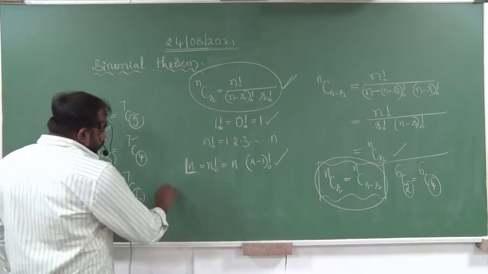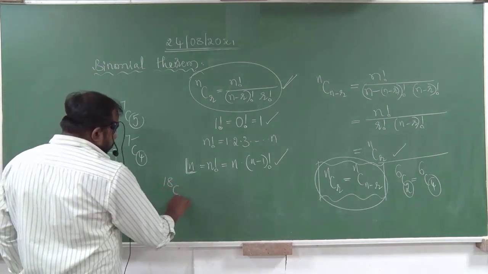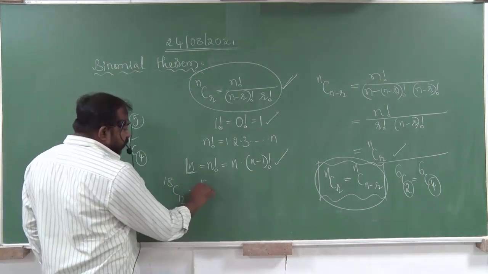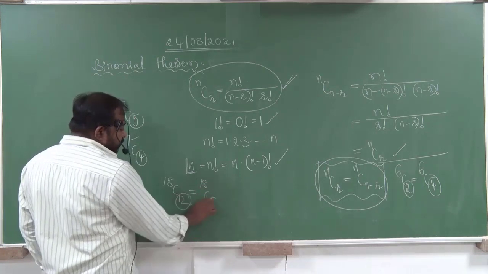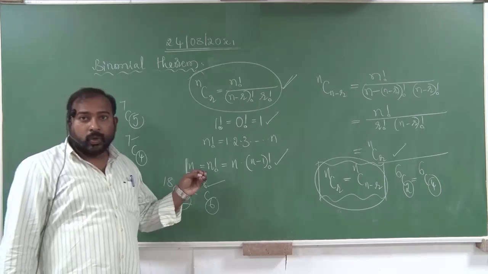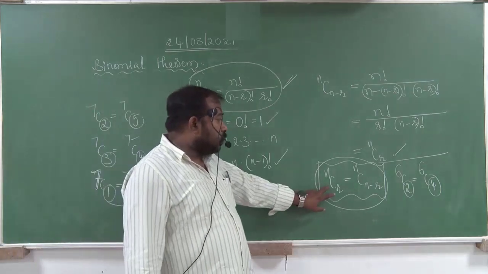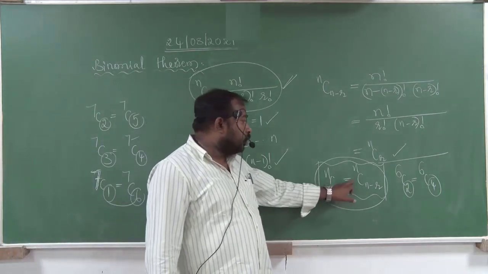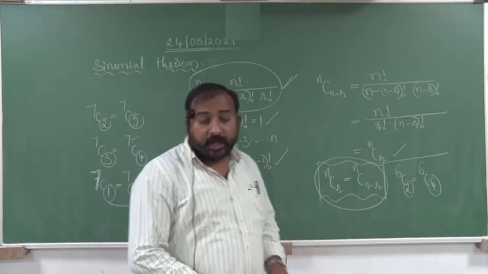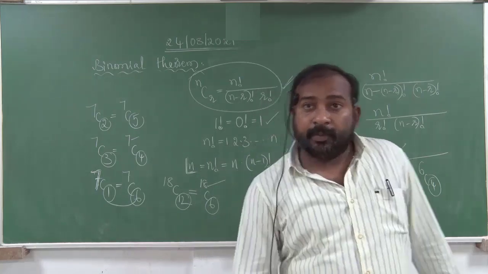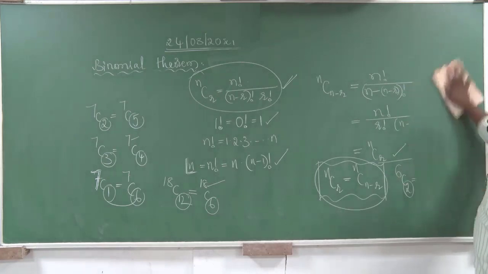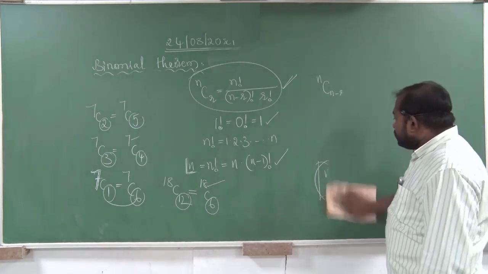For example, if they ask what is the 18C12 value, 18C12 is nothing but 18C6, since 12 plus 6 is equal to 18. So in these binomial coefficients, this is also one more important formula: nCr equal to nC(n minus r). Okay, so all this is the introduction regarding the binomial theorem. Now in this class, we will try a few examples based on this introduction.